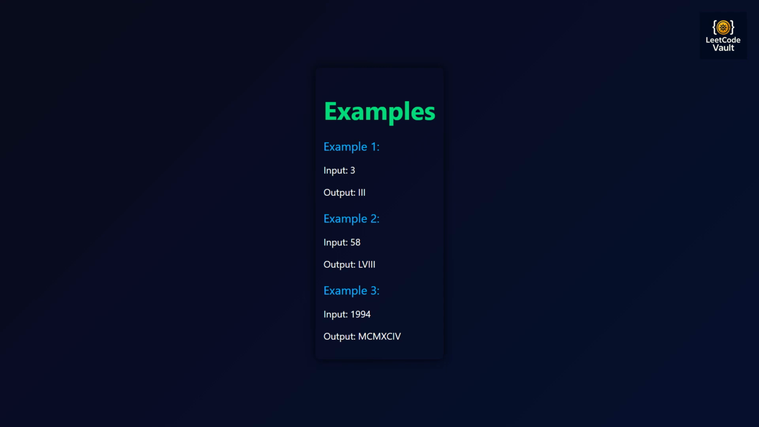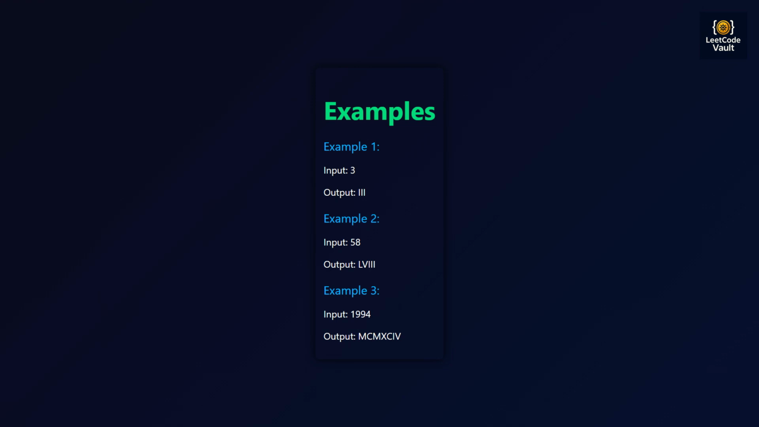If we have the number 1, the Roman numeral is I. For 5, it's V. For 10, it's X. Simple enough so far. Now let's consider 4. It's IV, not IIII. This is crucial. We see subtractive notation here, where I before V means 5 minus 1 equals 4.